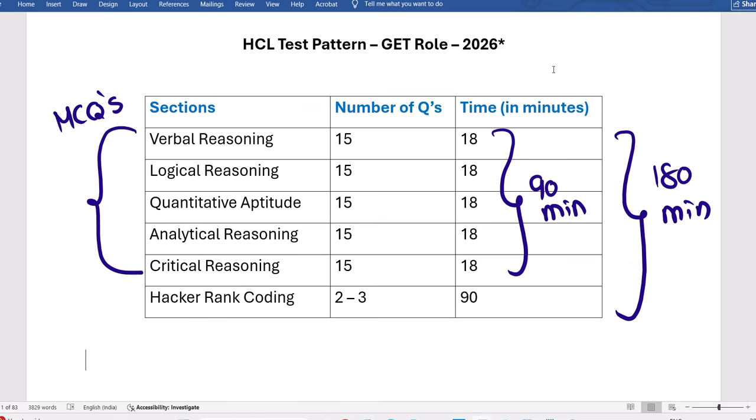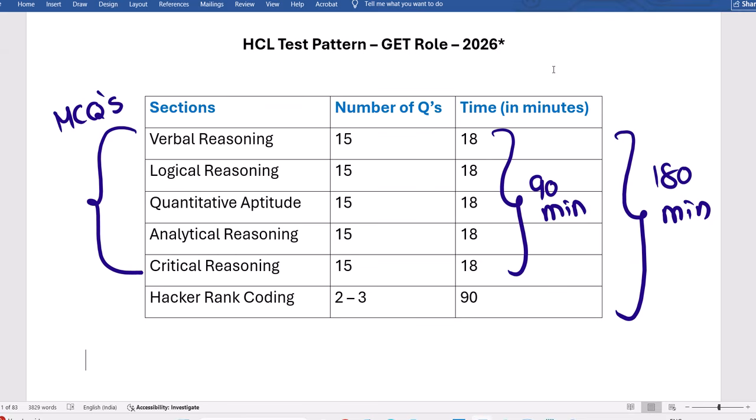Hello all, let us see about this HCL new test pattern where you have 5 sections of MCQs followed by coding questions from the HackerRank platform. The total time duration is 3 hours, 180 minutes, whereas the first 5 sections of MCQs take 90 minutes. 15 questions from verbal reasoning, 15 from logical reasoning, 15 from quant, 15 from analytical reasoning, 15 questions from critical reasoning. Each section is having 18 minutes like that.